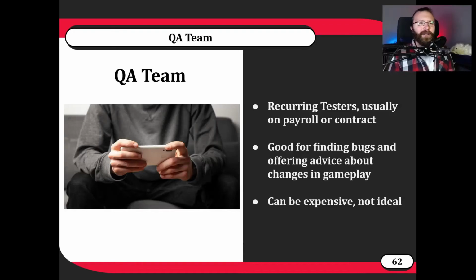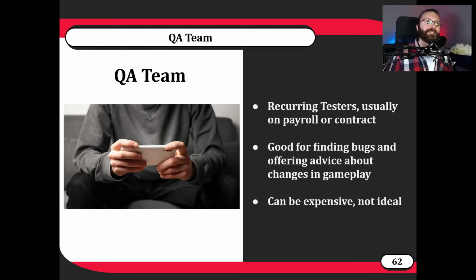So then we have our QA team. These are recurring play testers that are usually on payroll, or we're contracting with an external QA firm. This is really good for finding bugs. And these, again, similar to the friends and family, we can get recurring advice about the overall direction of it. Like, yeah, that did decrease the difficulty. Yeah, that did make this section more interesting. But it can be expensive, and it's not really ideal.